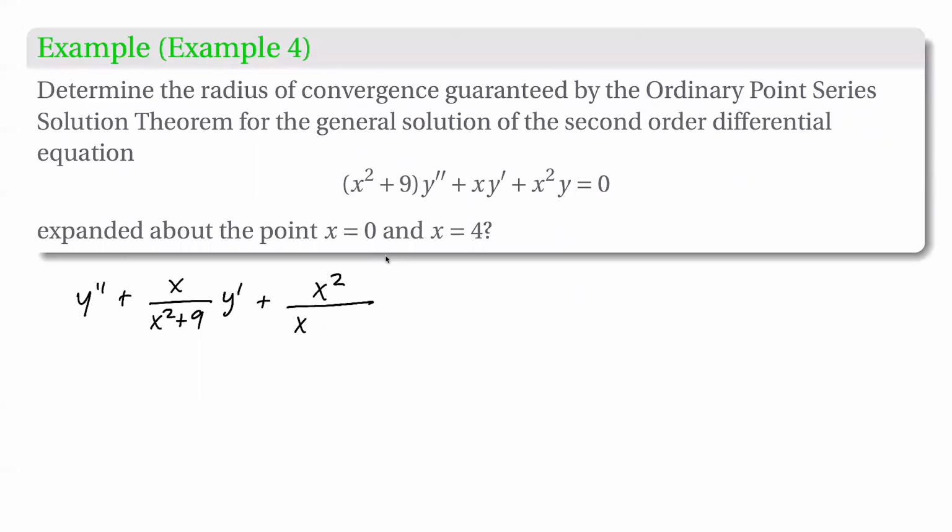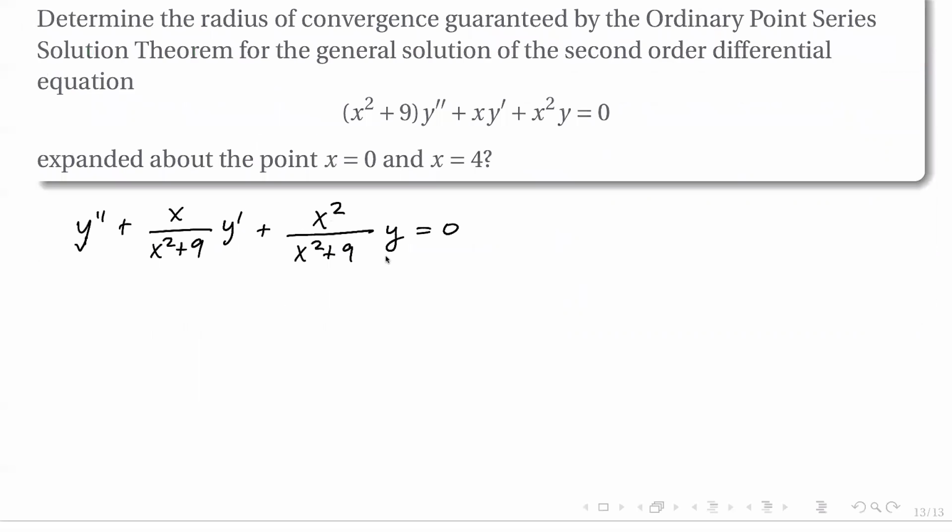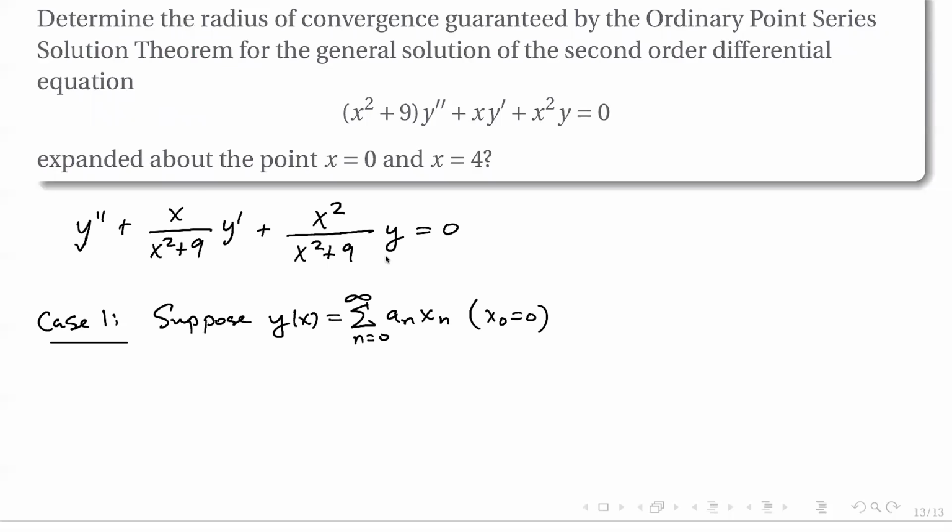And so here's what I'm trying to do. So case 1, suppose y of x is the sum from n equals 0 to infinity of a_n x to the n. In other words, I'm choosing x not equal to 0 to be my center point or ordinary point.